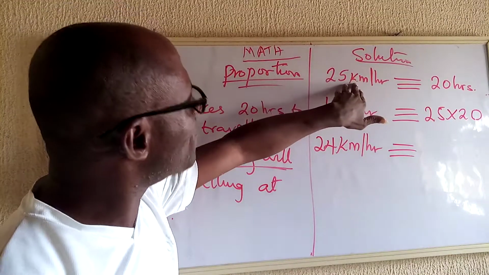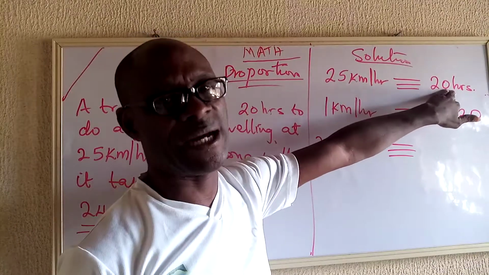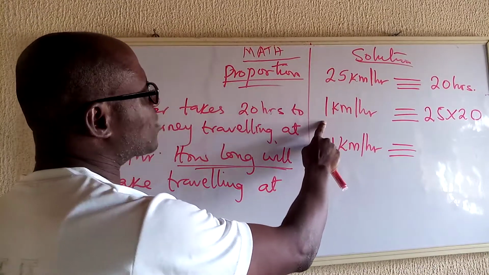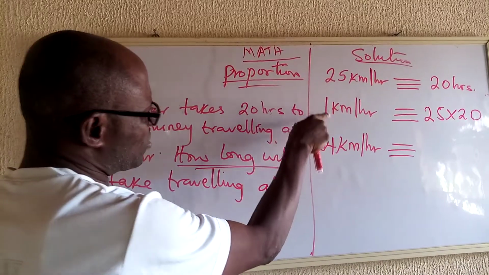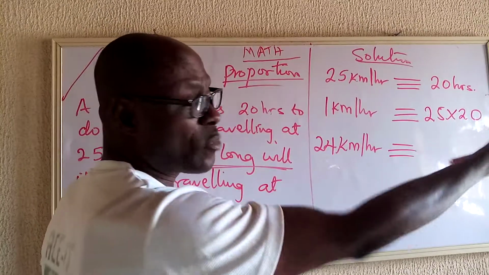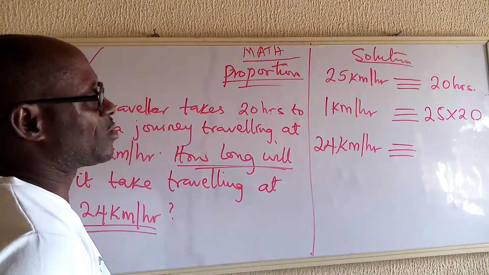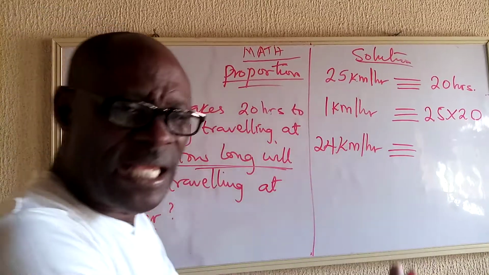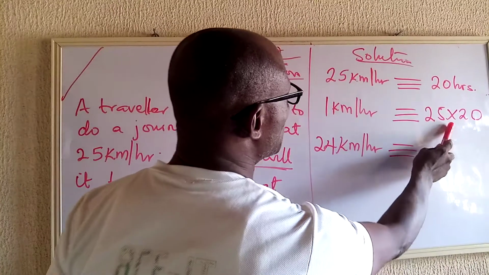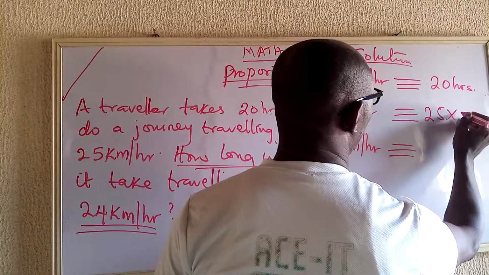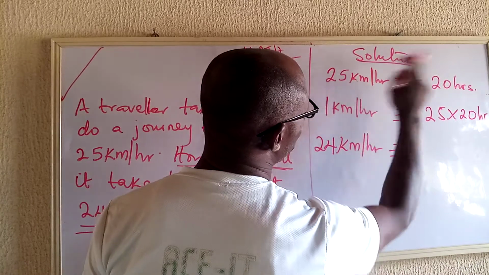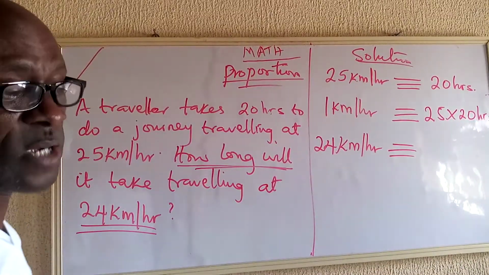Now, 25 km per hour takes 20 hours. The next thing is from 25 you go to 1. 1 km per hour. You now ask yourself, since 1 km per hour is less than 25 km per hour, will 1 km per hour take more time or less time? Of course, it will take more time. And more here means multiplication. Please take note of that, multiplication. So that means you will multiply these together to give you the hours for 1 km per hour. So 1 kilometer per hour will be 25 times 20 hours, which if you do your calculation, that is 500 hours.